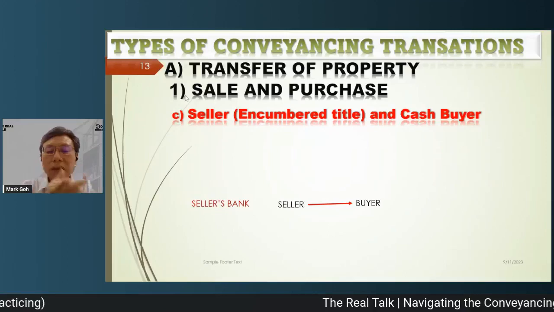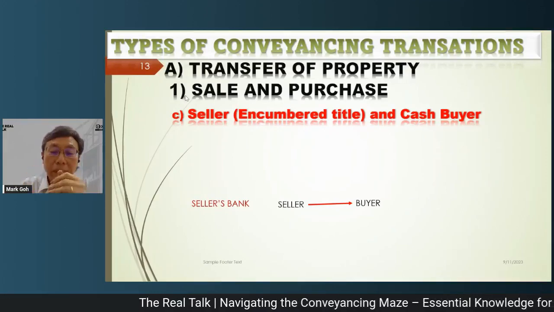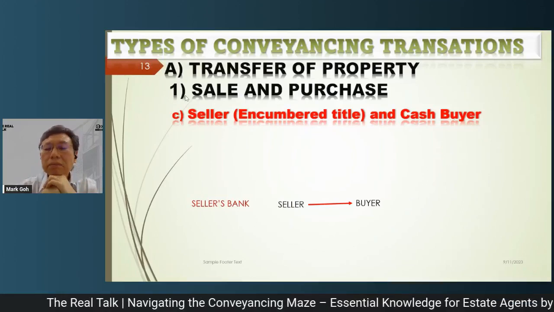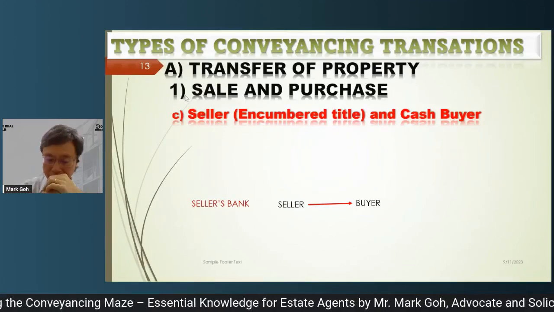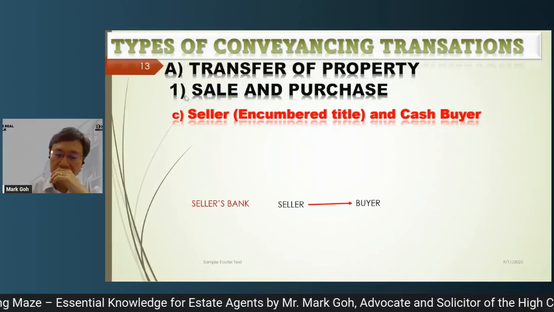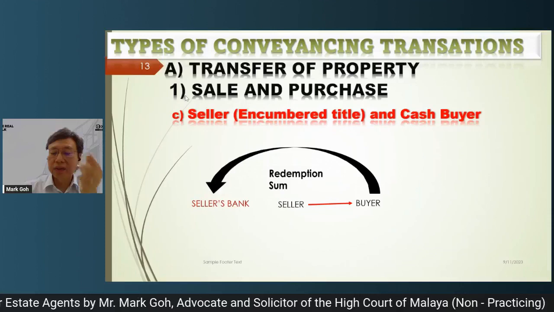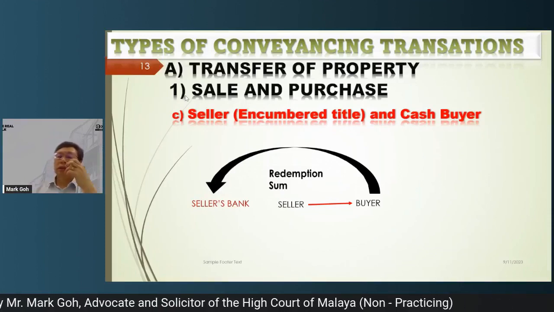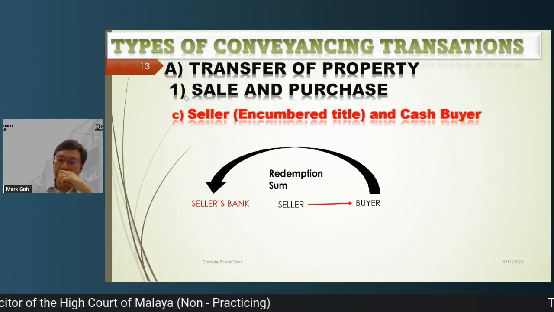Okay, sign the S&P already with the buyer. So the buyer says, I want to pay. Buyer is paying cash. Buyer said, I'm going to pay how much? Now what's going to happen? Seller's bank is going to tell the buyer. Say, for example, seller says, I'm going to sell you at 100,000, but I owe the bank 80,000.